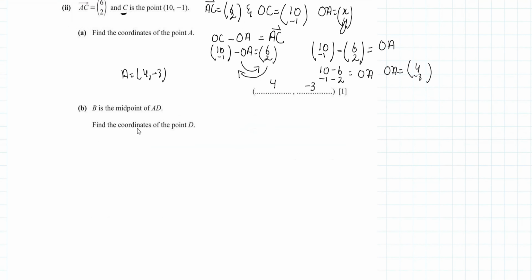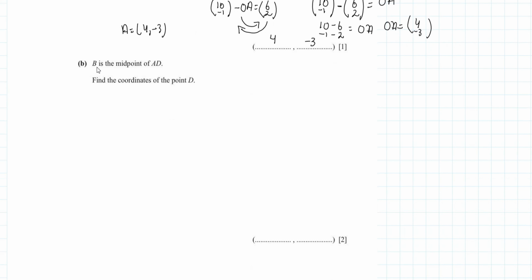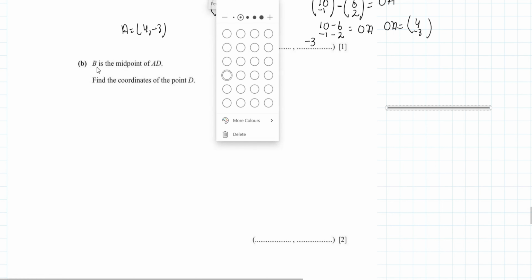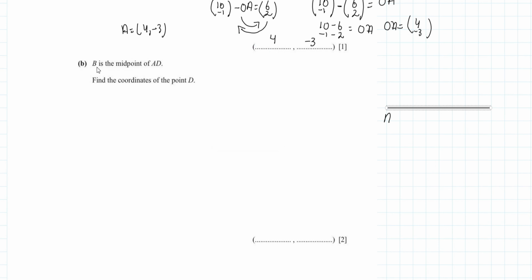in part number 3, B is the midpoint of AD. Now suppose you draw a straight line, and this point is A, this point is D, and this point is your B. Why B? Because they are saying B is the midpoint of AD. From A to D, it is the midpoint.